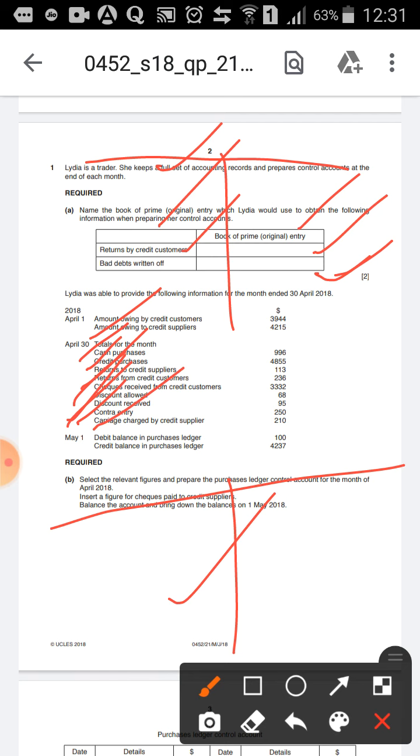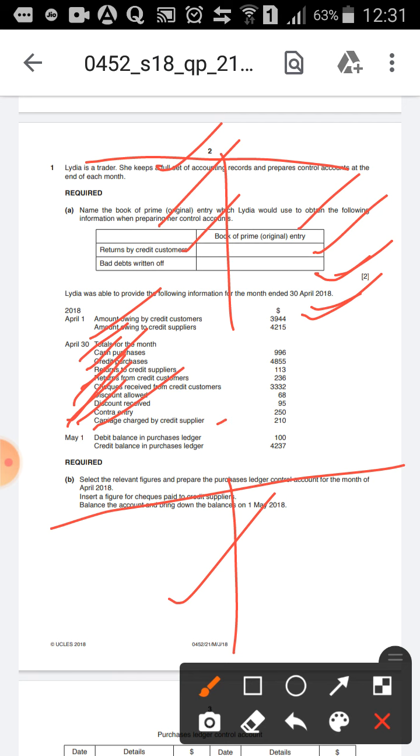Carriage charged by the credit supplier. So what will you do with carriage charged? Carriage charged is an expense, so it is supposed to be debited, and so now you will credit. Since this is a debit thing, you will write it on the credit side.